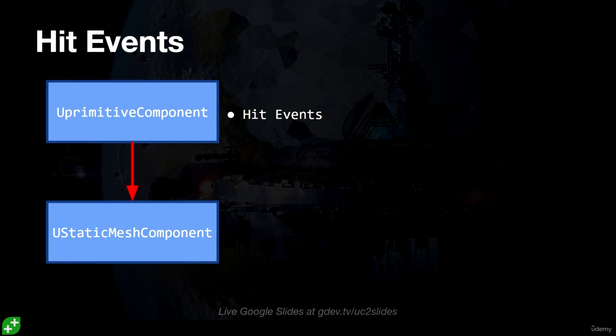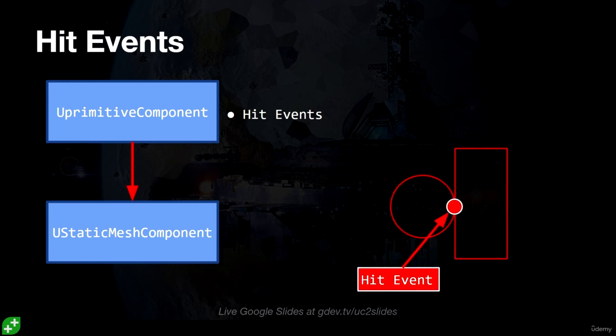Now, what do we mean by generate hit events? Well, let's say we have some geometry in our world represented by the rectangle to the right, and we have an object with a static mesh component represented by the circle to the left. Now, if this object that has a static mesh component is moving towards the block, then if this component is set up to handle hit events, then as soon as it hits that block, the hit event will be generated upon collision.